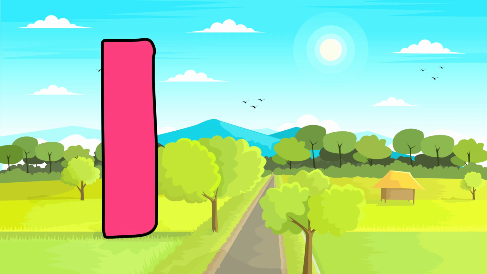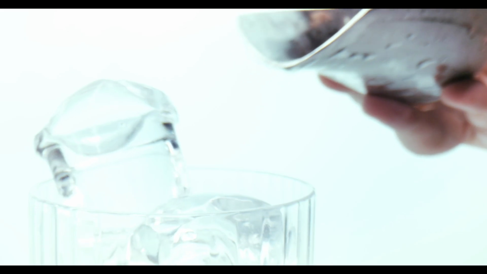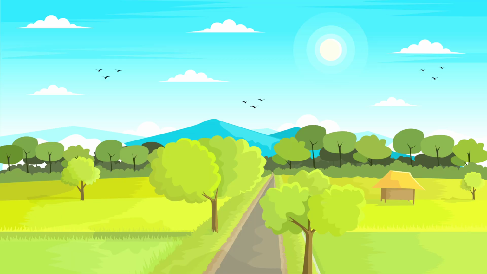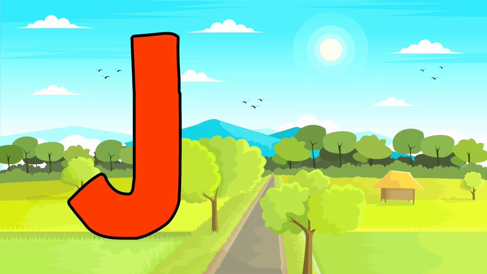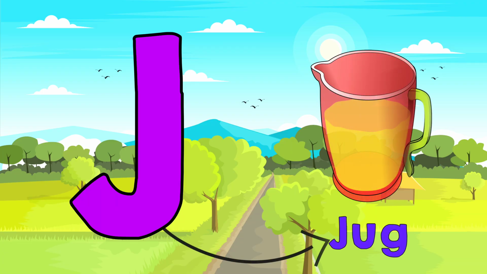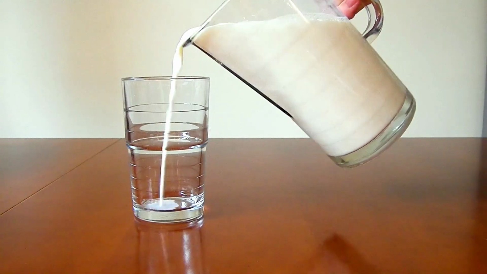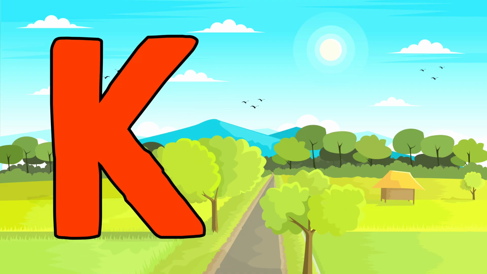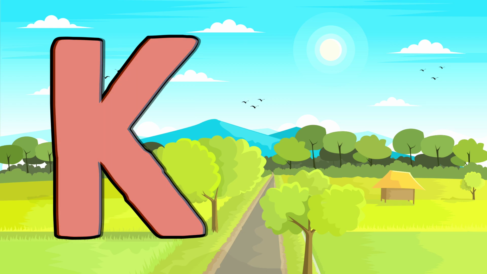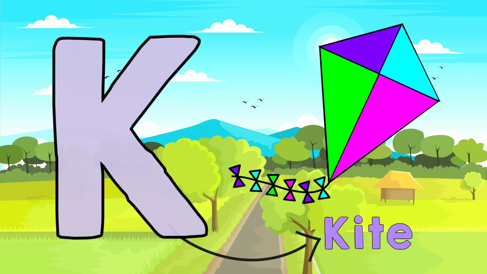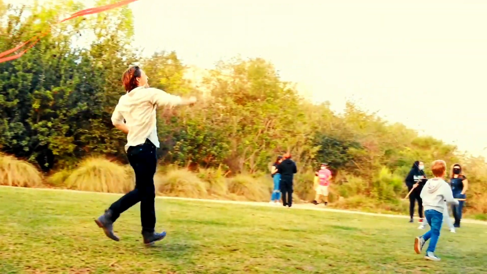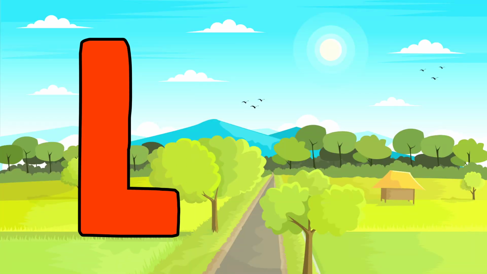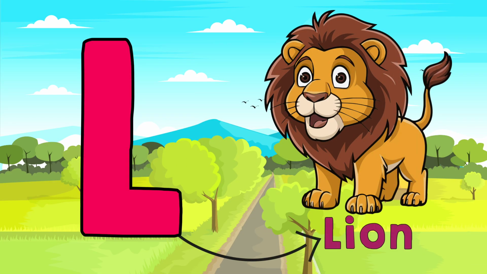I for eyes, J for jug, K for kite, L for lion.